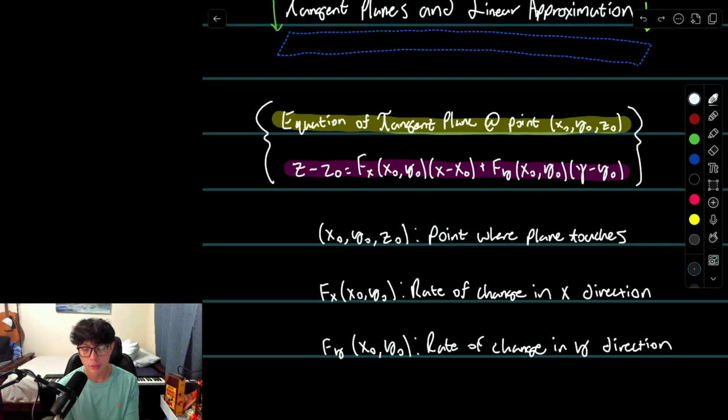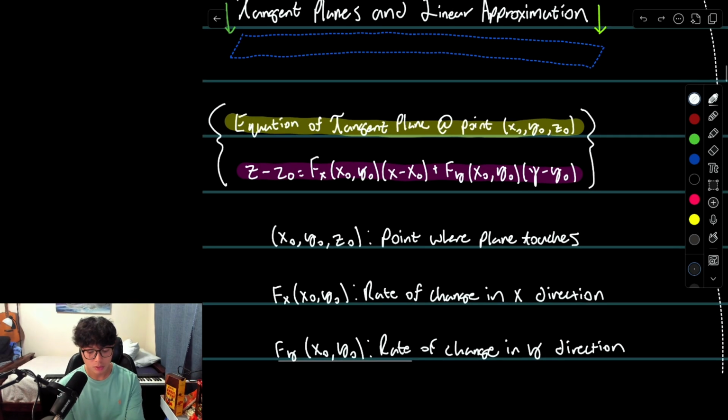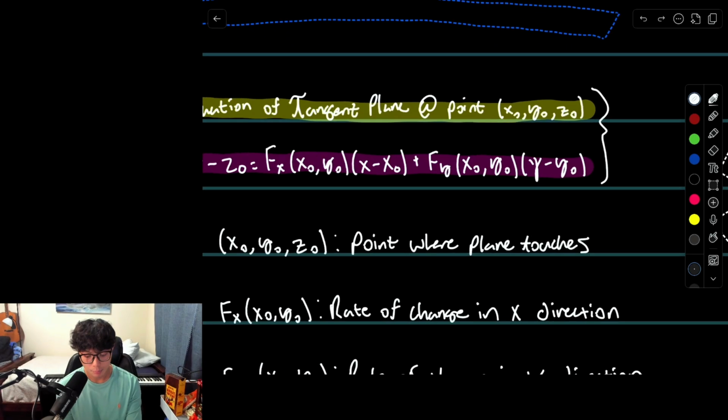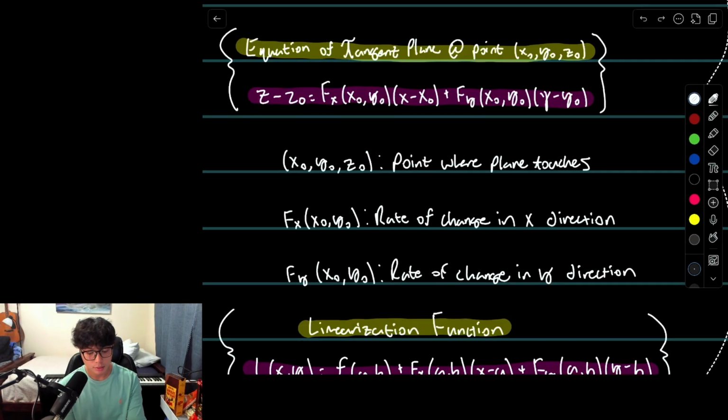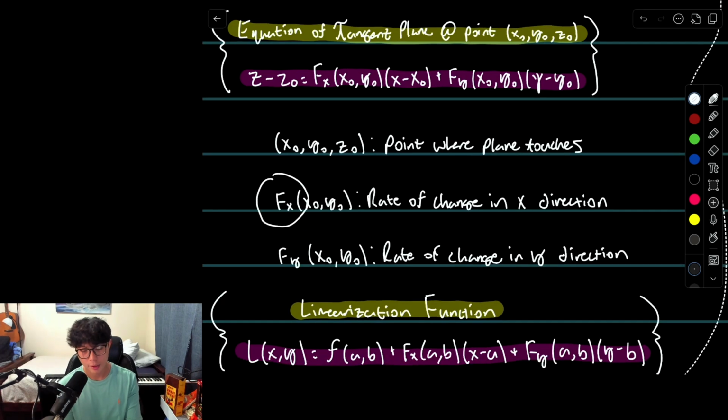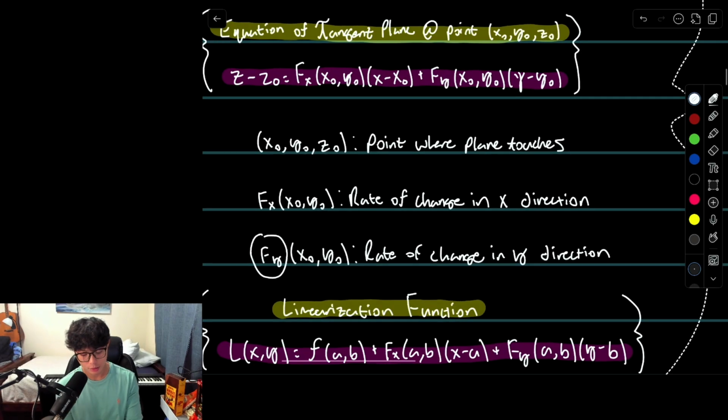At a given point, x0, y0, and z0, we're given the equation z minus z0 equals the partial derivative of f with respect to x at (x0, y0) times x minus x0, plus the partial derivative of f with respect to y at (x0, y0) times y minus y0. As a reminder, x0, y0, and z0 is just the point where the plane touches, and the partial derivative with respect to x is just the rate of change in the x direction, and the partial derivative with respect to y is just the rate of change in the y direction.